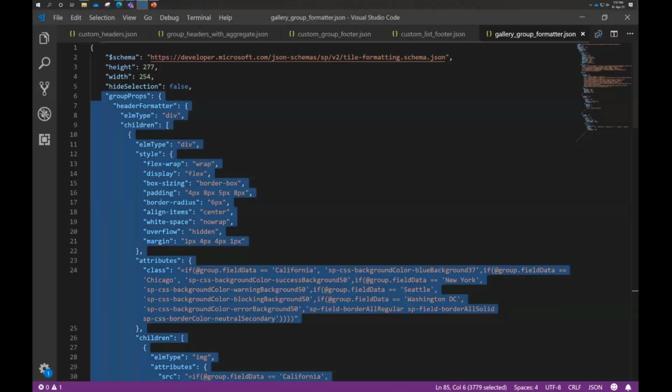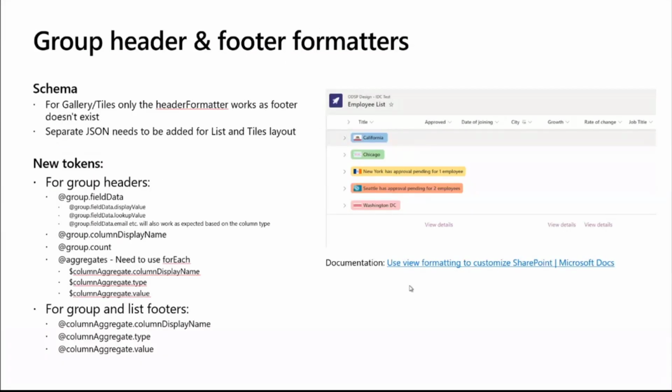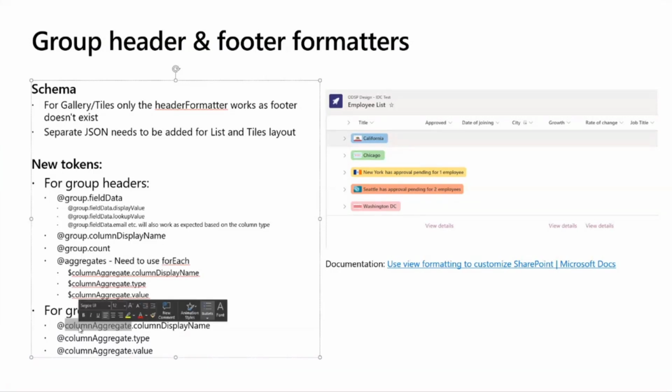Yeah, that's it from my side. All this code is already available in the documentation, and we looked at the gallery and tiles header formatter. Another important thing: we need to use separate JSON for list and tiles layout to show the formatting. And these are new tokens which we introduced, the group token and the aggregate token, to get the respective information from the list, and add column aggregates to get the aggregate data. That's it from my side. Please post if you have any questions, and we'll be answering them. Thank you, everyone. Thanks for joining.